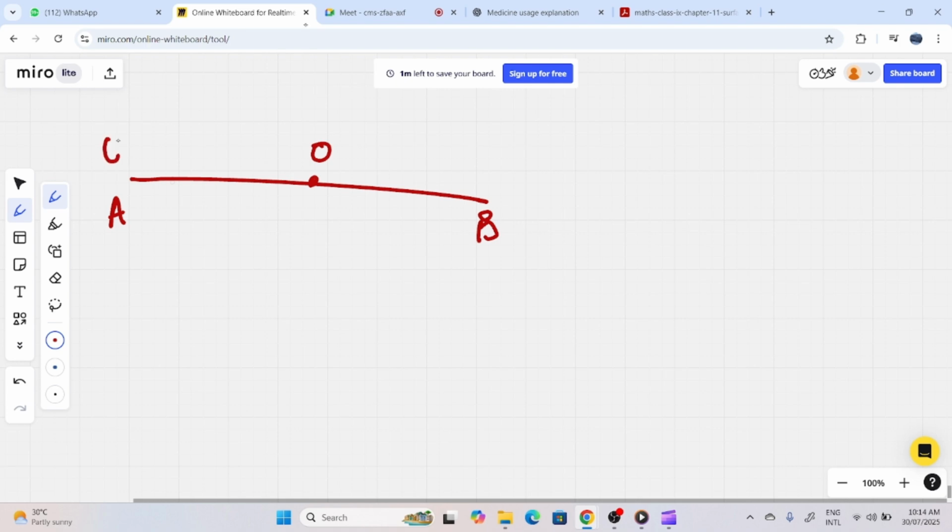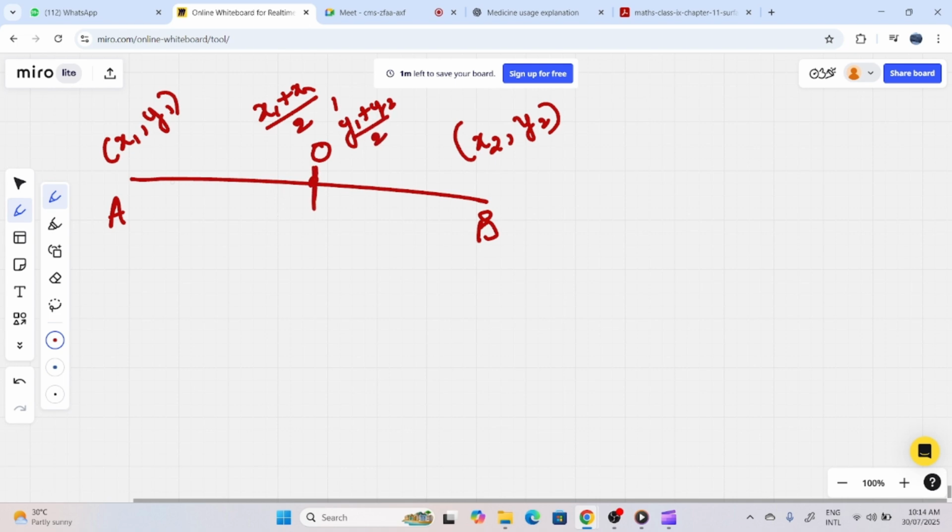That means if this is x1 comma y1 and this is x2 comma y2, the x-coordinate of O is the average of x1 and x2, and y is the average of y1 and y2. So we get the mid value for O, the coordinate. Did you get that? Yes, ma'am.